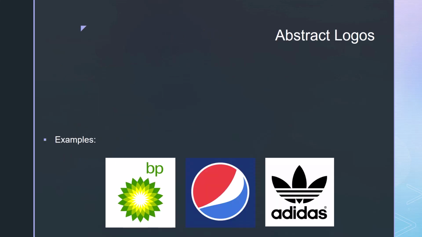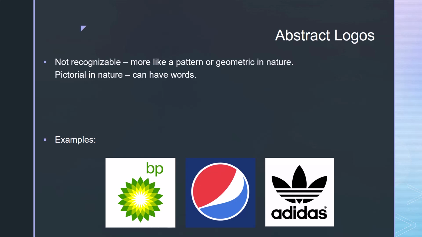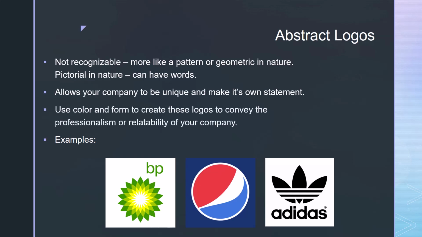Alright, next is the abstract logo, which is similar. It's not a recognizable icon, so it's more of a pattern or it's geometric in nature. It's also pictorial in nature. It can have words associated with it, but for the most part, it's got an abstract design associated. It allows your company to be truly unique and make its own statement. And you can use colors and forms to create these logos, and also you use them to convey that professionalism or relatability of your company. So for instance, Pepsi, it's a flowing product and they're using these flowing shapes to kind of emulate the fact that it's a liquid product that you have.